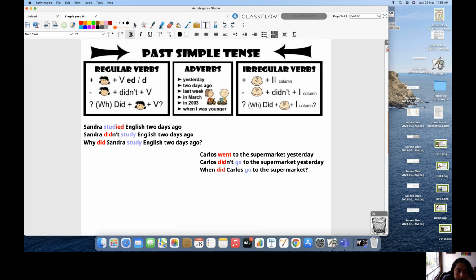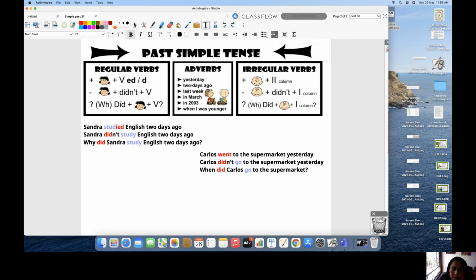Un ejemplo, Sarah studied English 2 days ago. Sara estudió inglés hace 2 días. Sarah didn't study English 2 days ago. And a question, why did Sandra study English 2 days ago? Si yo le quitara esto, did Sandra study English 2 days ago, nos quedaría en una yes, no question, ¿sí? Si le quitáramos el por qué.